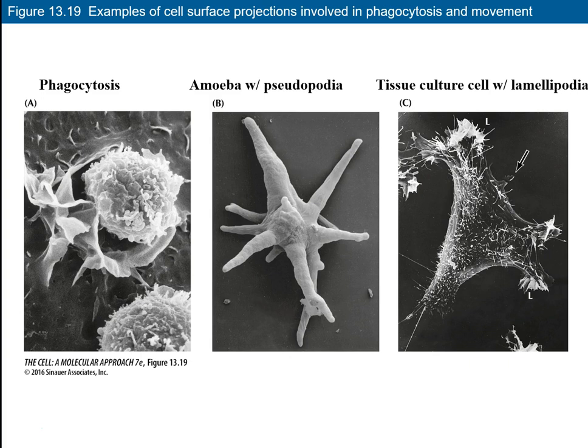And so if you look at a picture here, this is showing you some examples of this. So this is actually showing you phagocytosis, so a white blood cell engulfing a bacterial cell here, right? And you can see how this stuff has to extend out to get that, okay? Amoeba showing you its pseudopodia. Again, these are all electron micrographs. And this is actually showing you lamellipodia here in a tissue culture cell, probably a fibroblast.